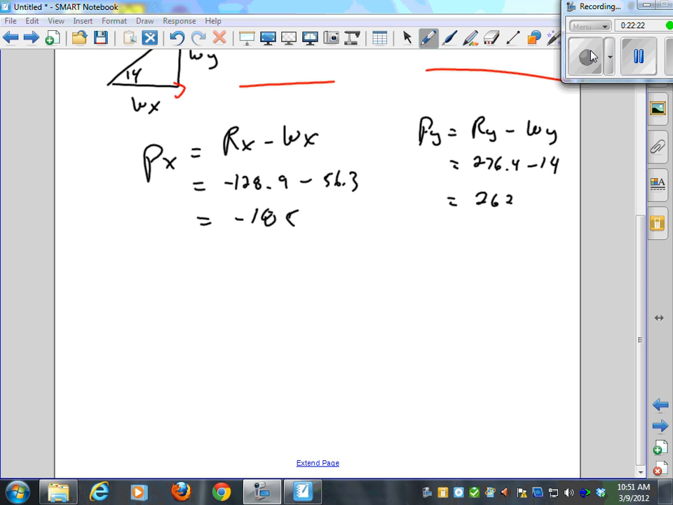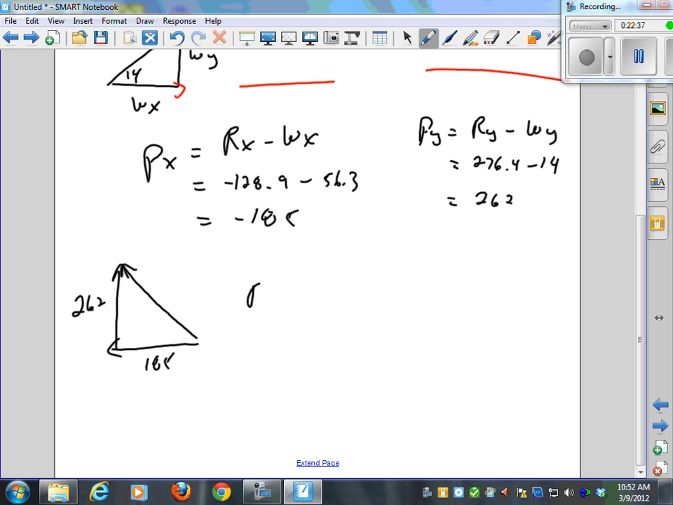Okay, draw another picture. Minus 185 means left. Y is 262 up. R squared is 185 squared plus 262 squared. R is 321.2. That's your angle right there. That angle there, Zoe, is east something north, right? Yeah. Or sorry, west, not east. Right? That's west 54 north.